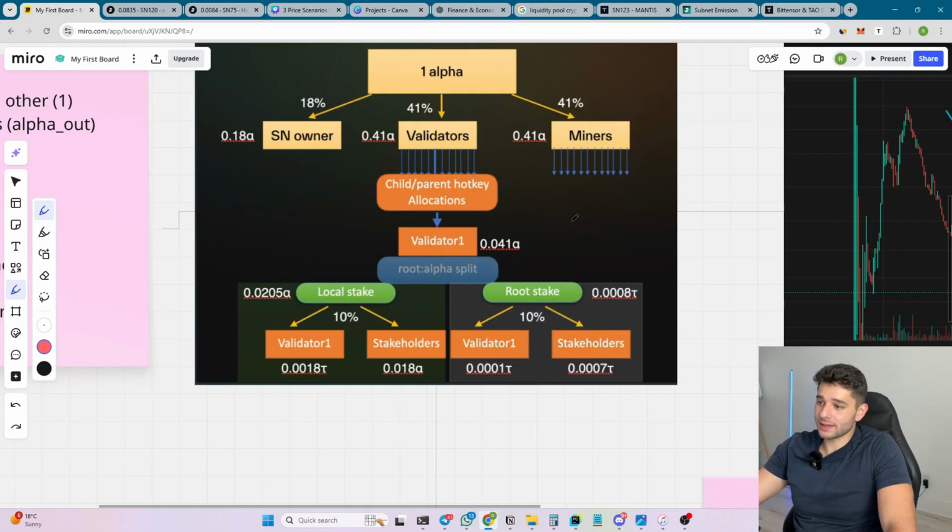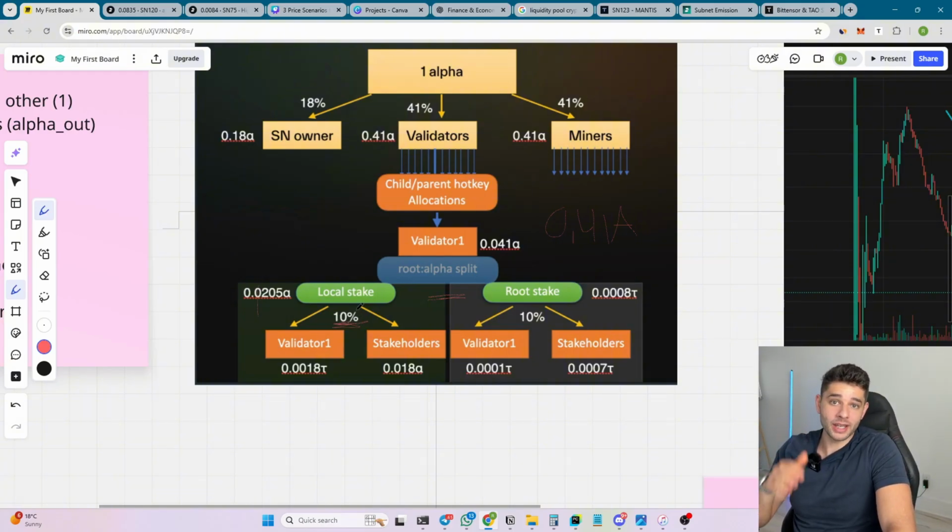Once you understand that a validator has right now 0.41 alpha to give to root stakers and subnet stakers per block of 12 seconds, they need to split it in two ways right here. So the first portion, don't mind the numbers, there's an error as well, there's an extra zero. But here are the alpha subnet stakers on that validator. So the 10% right here is the validator cut.